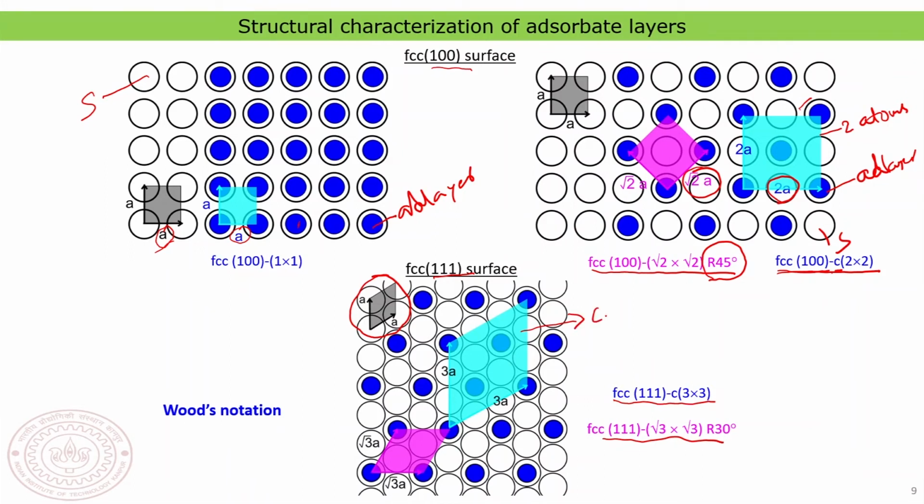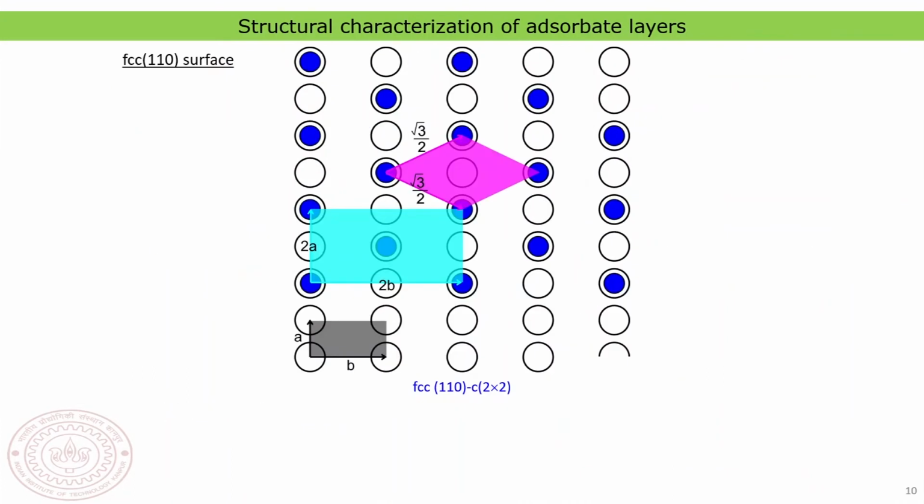So you can just mark the unit cell as it is, and depending on the magnitude of the unit lattice vector, you can name them either a C 3 by 3 or a root 3 by root 3, but it is actually an R 30 degrees. So this is rotated with respect to the surface unit lattice vectors. Now let us take one more example.